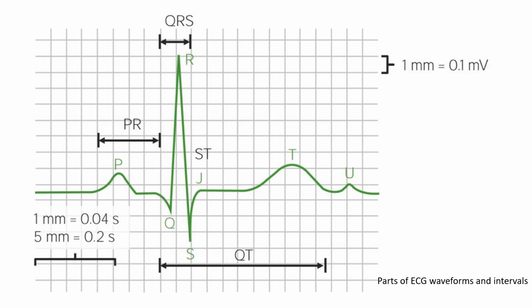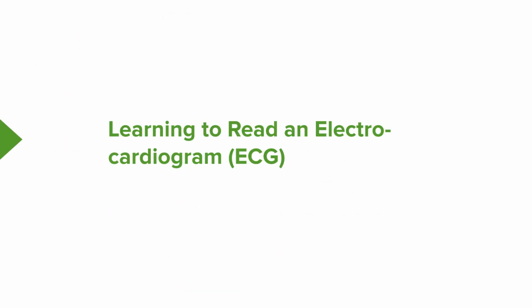This is an ideal ECG. It has a P wave, the atrial depolarization, then the QRS, the ventricular depolarization, and then the T wave, the ventricular repolarization. So now the basics of the ECG are done. Let's see how we can read an ECG.